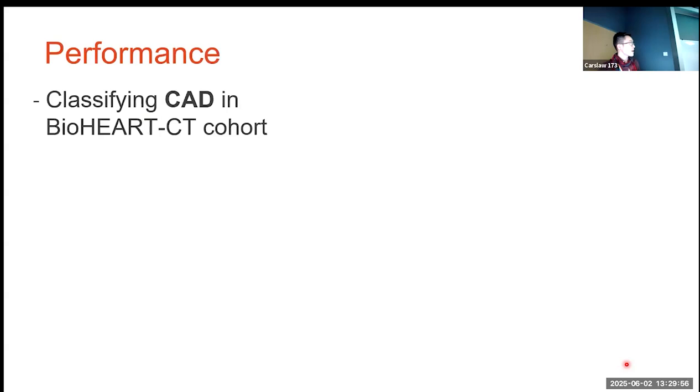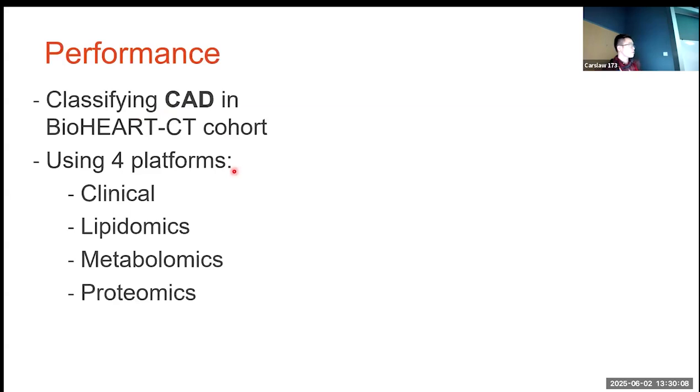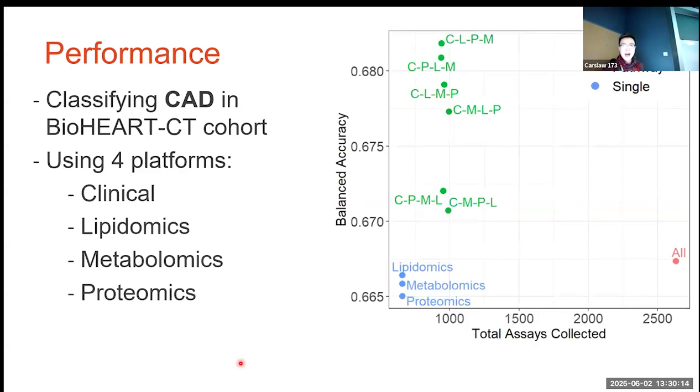Just to give an example of how it performs: here we're trying to classify coronary artery disease in the BioHeart CT cohort. We're using data from 4 platforms, which includes clinical information and 3 omics platforms. This shows the results of a few different types of models. On the x-axis, we have the total number of assays collected, which you can think of as the number of tests that need to be done, a proxy for how expensive the pathway would be. And on the y-axis, you have the balanced accuracy, so how well the model performs.